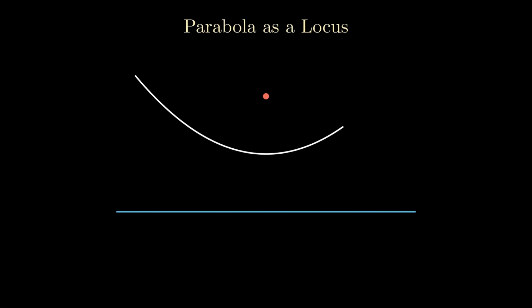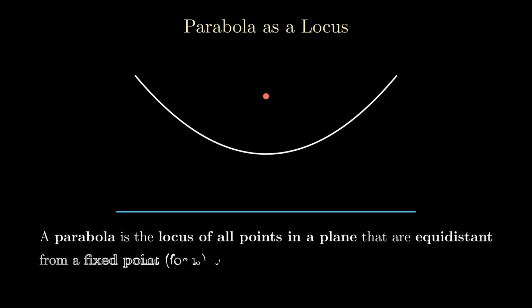P to the directrix. Therefore, a parabola is the locus of all points in a plane that are equidistant from a fixed point, the focus, and a fixed line, the directrix.